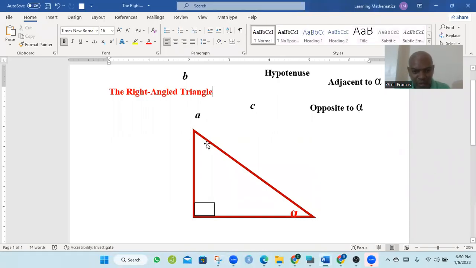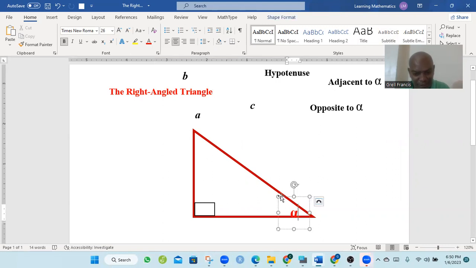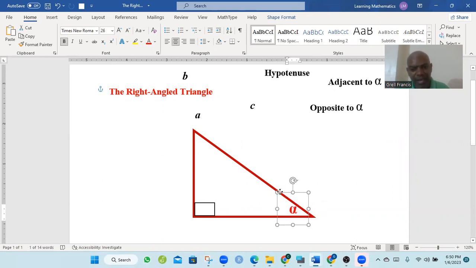This is a 90-degree right angle triangle. Why is this triangle called a right angle triangle? Because it has a box, and the box represents 90 degrees. We all know that the three angles in any triangle add up to 180 degrees.